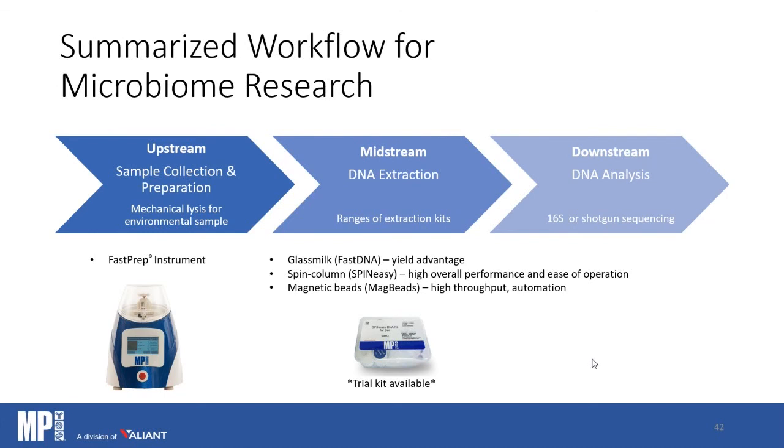Lastly, the analysis is done once DNA is extracted from the sample. Analyses such as 16S or shotgun sequencing are the common practice to generate useful information about the environment. With that, I would like to end my presentation today. I hope this presentation can give you a clearer idea on how to set up your microbiome research and to select the right tools to achieve your research objective.